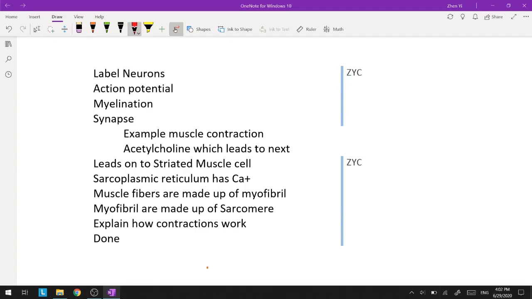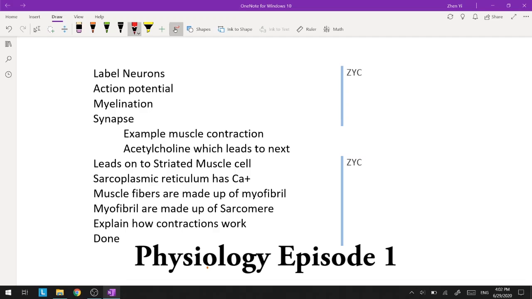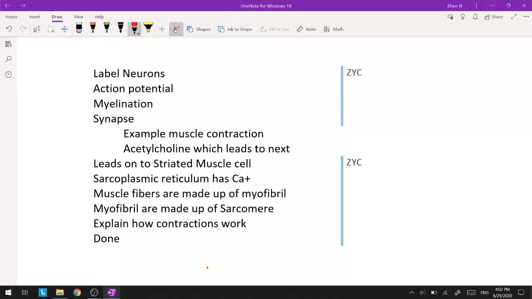Today's video will be a slightly harder topic regarding physiology, which is about neurons and how these specialized cells transmit signals throughout the body. The objective of this video is to cover how to draw and label a basic neuron, talking about how an action potential works and how it travels along an axon, briefly talking about myelination, and focusing on how synapses work, with relevance to how chemical synapses are responsible for muscle contraction, and talking about how acetylcholine, a neurotransmitter, allows for this to happen.